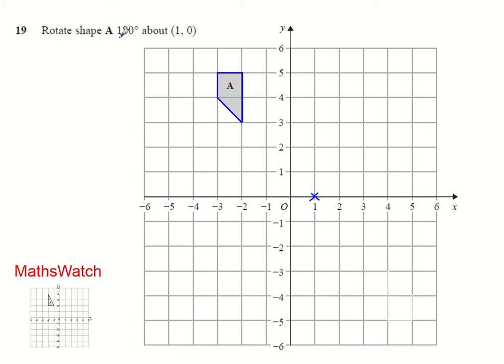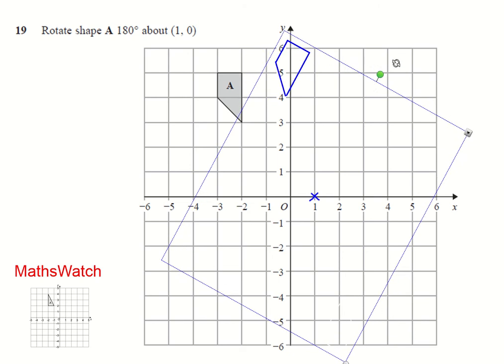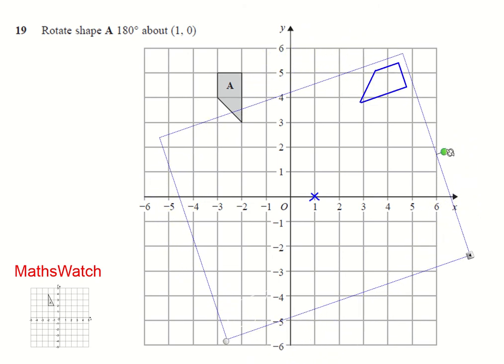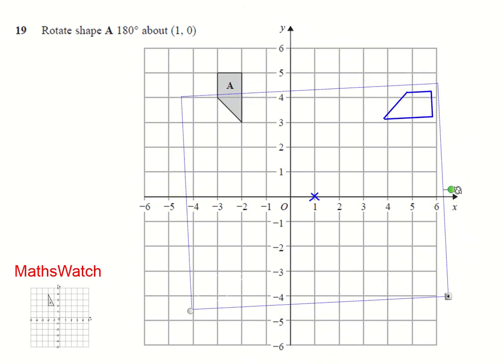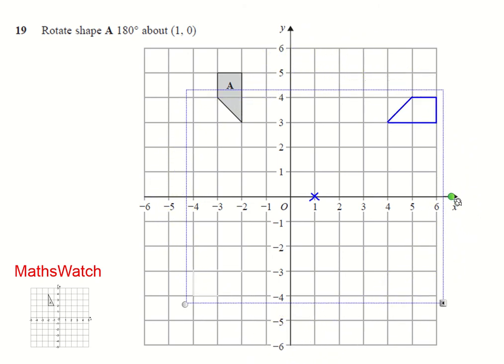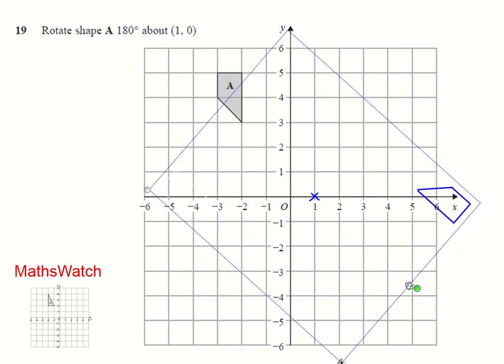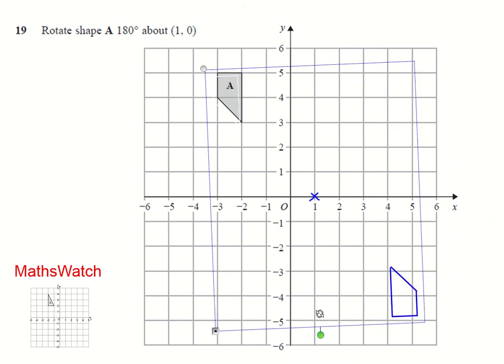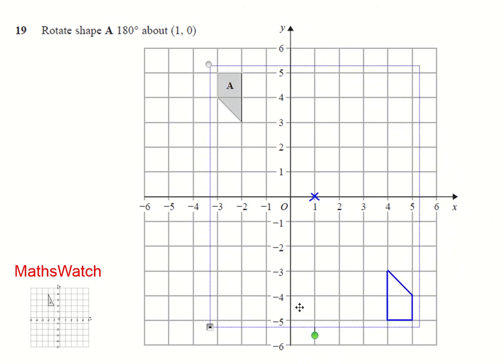Now a rotation of 90 degrees would be a quarter turn. A rotation of 180 degrees is a half turn. So if I take this shape and rotate it, this is almost like the tracing paper moving. 90 degrees would turn that shape there, but we want to go the full 180 degrees, which takes the shape down there. So there is our answer. We have rotated the shape 180 degrees about 1, 0.